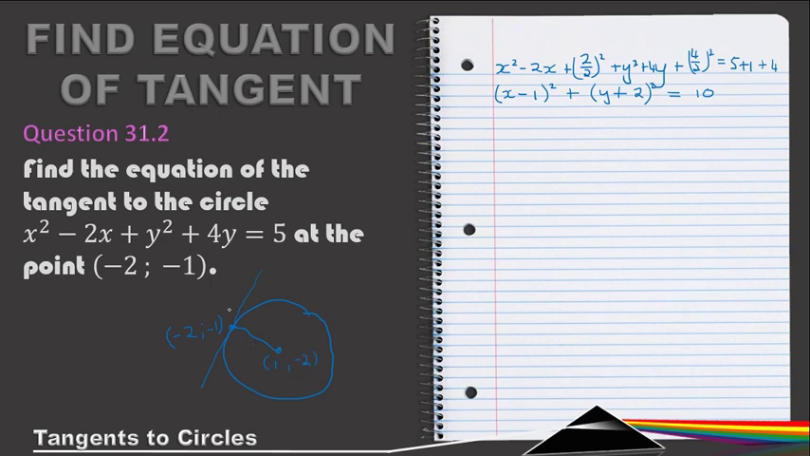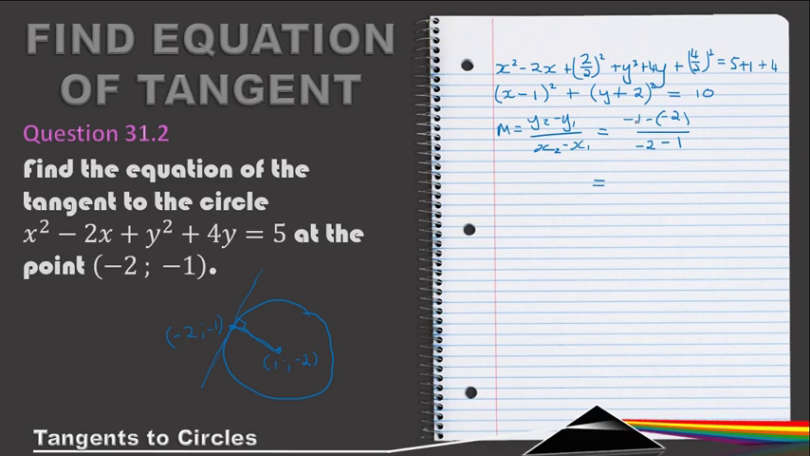Okay, so that means if these lines are perpendicular, in order to find the gradient of my tangent, I first need to find the gradient of the line from the center point to the circle. So this gradient, which is change of y over change of x, and substituting in my 2 points, I got minus 1 minus negative 2 over minus 2 minus 1.